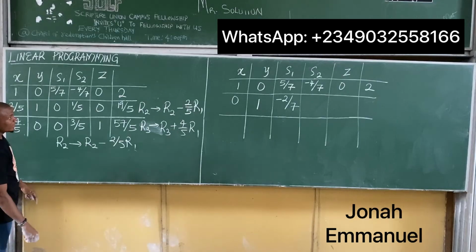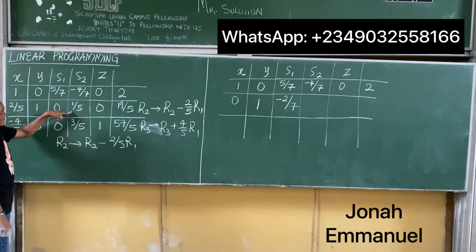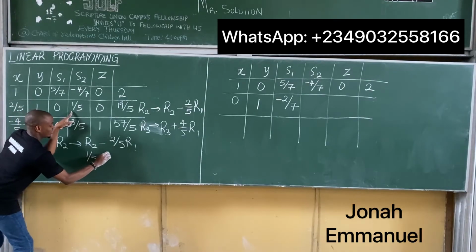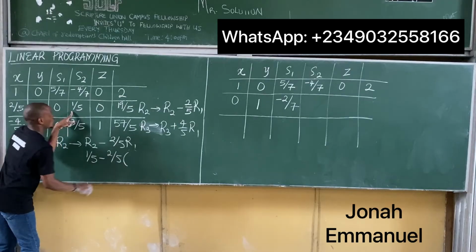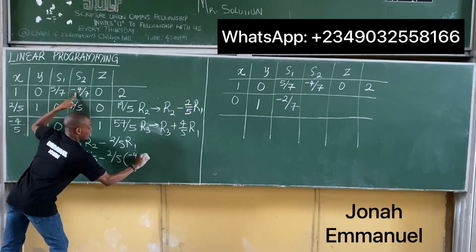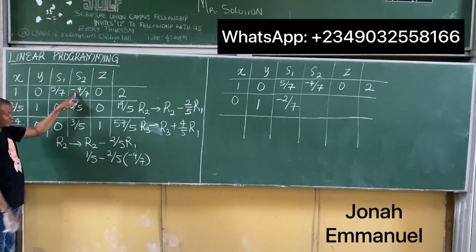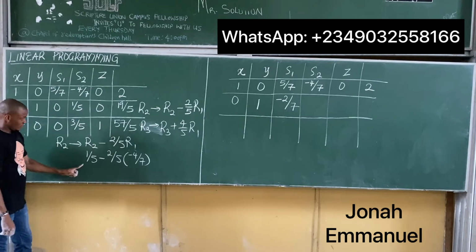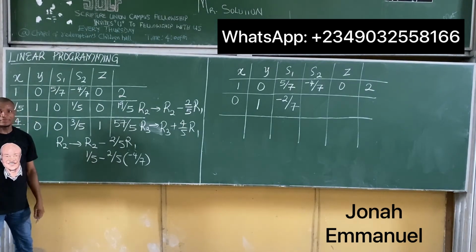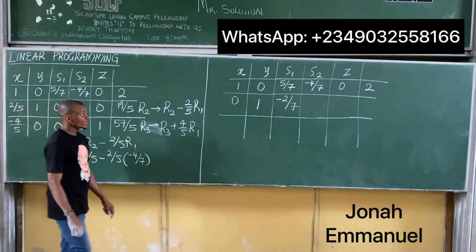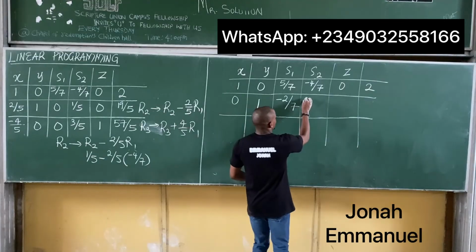When you get to S2, this one here, I have row 2, 1 over 5 minus 2 over 5 into what's row 1 here? Minus 4 over what? 7. Just give me this work here. What do you have? Let's work out, very fast. What do you have? 3 over 7. So 3 over 7.